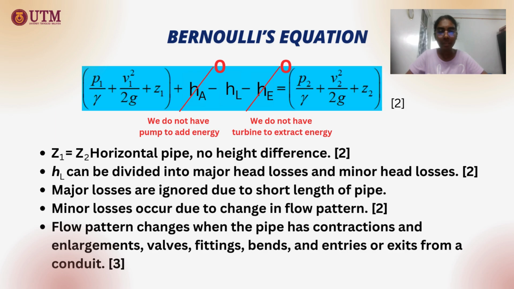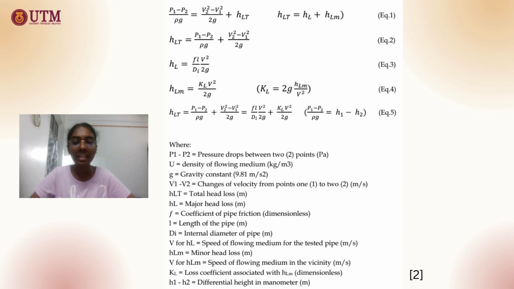Since we do not have pump to add energy and turbine to extract energy, HA and HE will be equal to 0. Since we are investigating a horizontal pipe, there is no height difference. Thus, Z1 equals Z2. Finally, we have head losses, which can be divided into 2 categories, major head loss and minor head loss. Since we are using short length of pipe, we ignore the major losses and we are left with minor head loss. By rearranging the equations, we will get these specific equations as listed here.